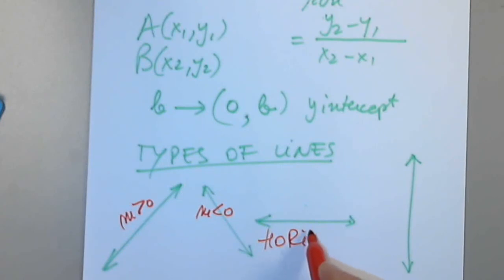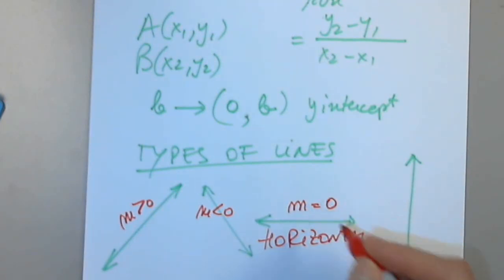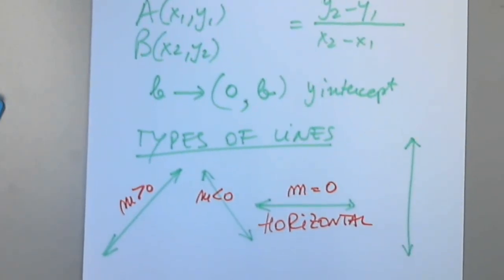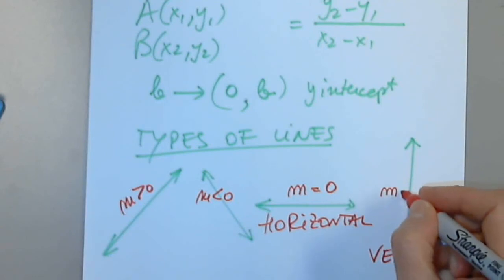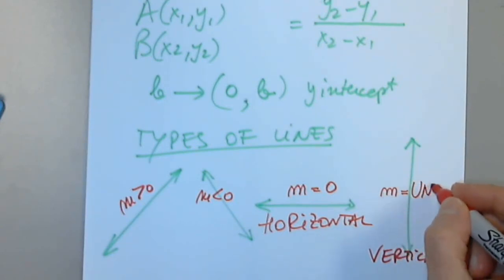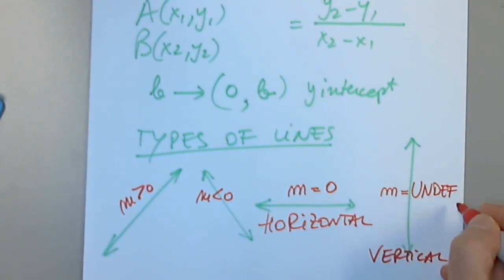Very good. And what is the slope of a horizontal line? Perfect. And what type of line is this? Very good. What about the slope of a vertical line? Thank you very much. Undefined. It does not exist, in other words. There is no slope. Very good.